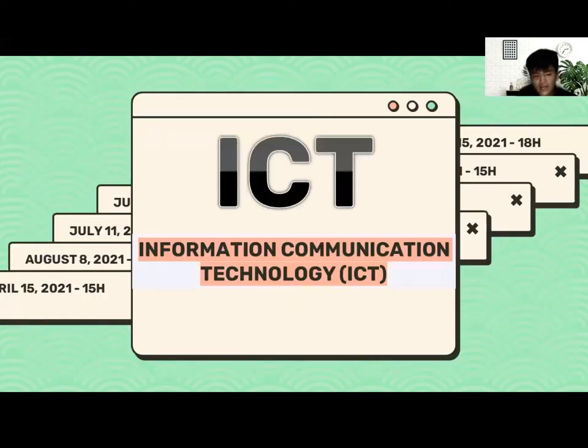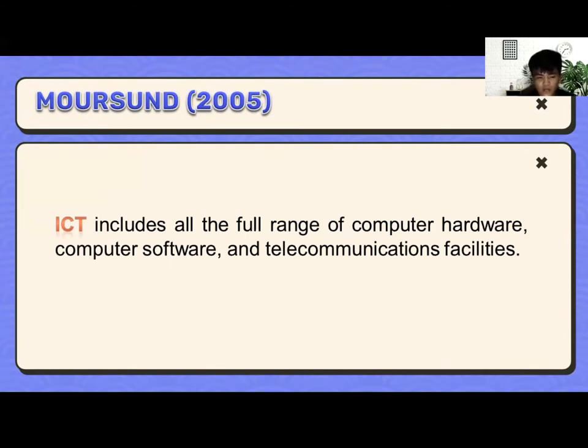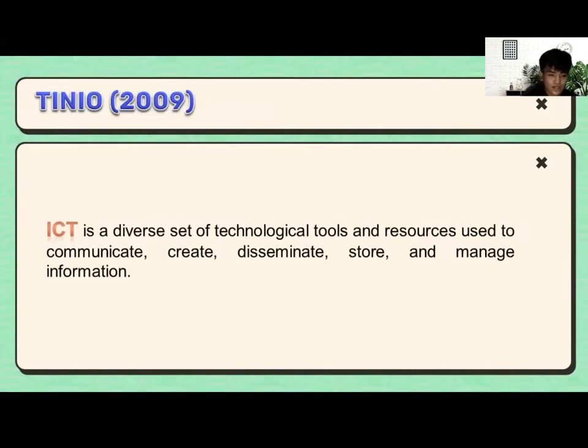Information communication and technology, or ICT. According to Morsound 2005, ICT includes the full range of computer hardware, computer software, and telecommunication facilities. Thus it includes computer devices ranging from handheld calculators to multi-million worth supercomputers. According also to TINI 2009, ICT is a diverse set of technological tools and resources used to communicate, create, disseminate, store, and manage information. So ICT is very important in education, as these technological tools will aid the teaching and the learning of students through communication and how to create, disseminate, store, and manage information.